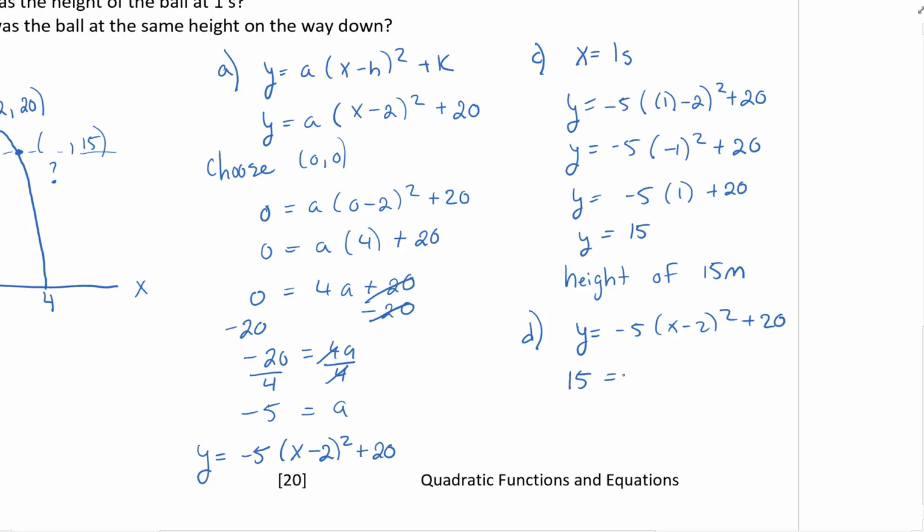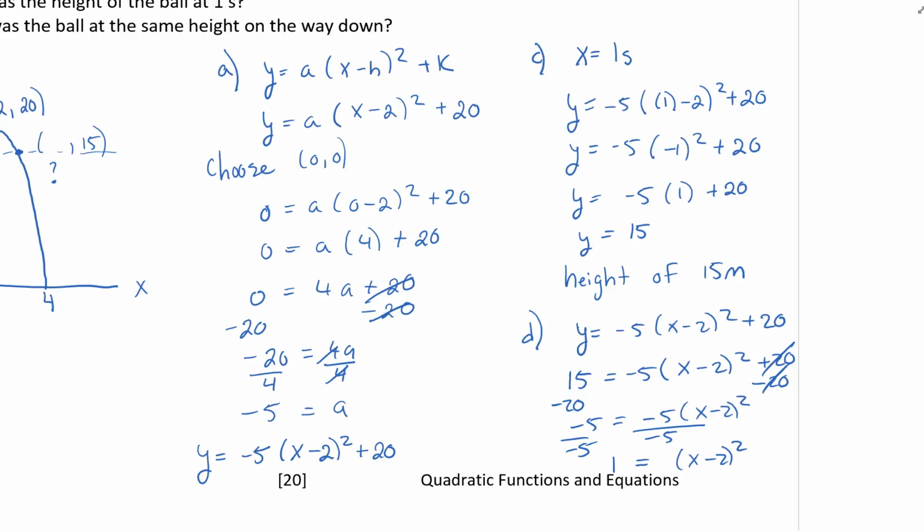So height of 15, 15 = -5(x - 2)² + 20, I'm solving for x. So I'm going to do some algebra here. Get that x by itself. I've got to move a lot of stuff around. Subtract 20 from both sides, so that goes away. So I'm left with -5 is equal to -5(x - 2)². Get rid of the -5's here. That's fine. So I'm left with 1 is equal to (x - 2)². How do I get rid of that squared? Undoing that would be square rooting. So that cancels that. What's the square root of 1?